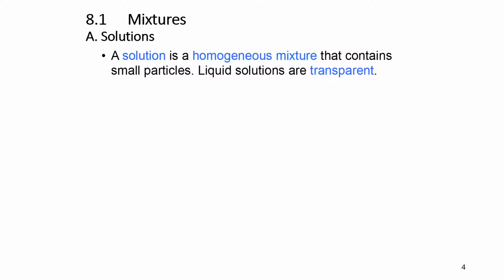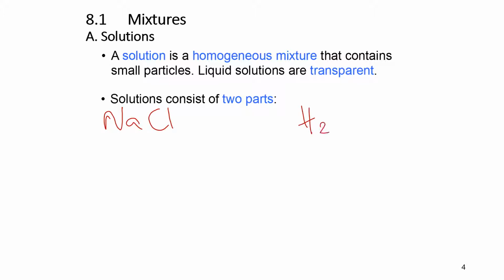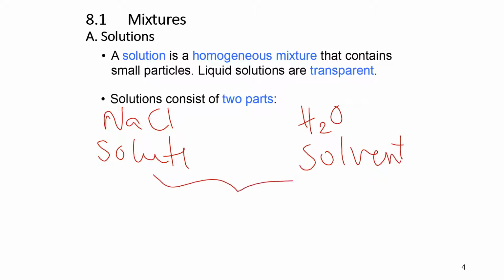A solution is necessarily a homogeneous mixture. It is something that would be transparent, even if it's colored. It consists of two parts. The NaCl, in the case of salt water, would be considered the solute. The water would be considered the solvent, and together they are called the solution.